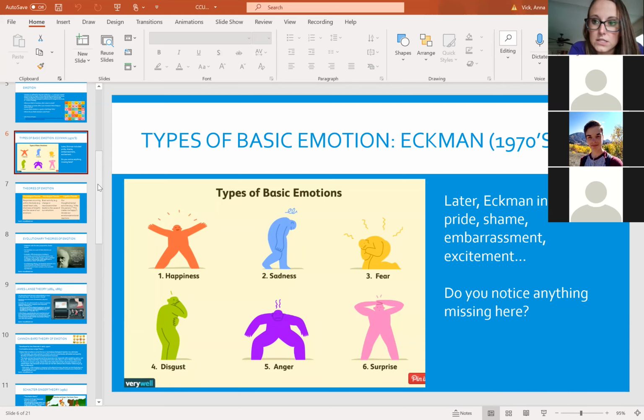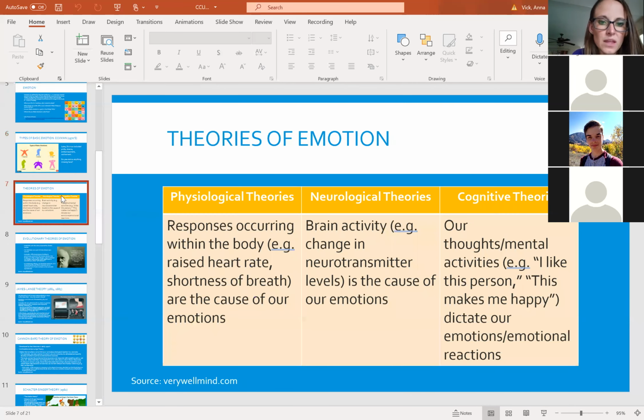And this might ring a bell for you from the movie Inside Out, if any of you saw it. That's what it makes me think of a little bit. Later on, he added several more, like pride, shame, embarrassment, and excitement, and decided that it was a little more complicated than this. There are many different theories about where emotion comes from.